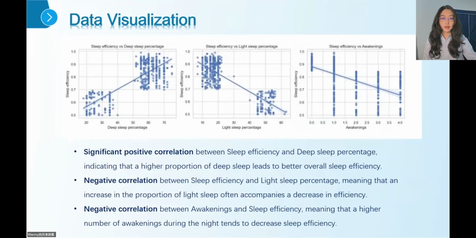Furthermore, scatter plots confirm how the above factors affect sleep efficiency. First, there is a significant positive correlation shown in deep sleep percentage. Second, a negative correlation was displayed between sleep efficiency and light sleep percentage, and the relationship between sleep efficiency and awakening is negative. These results further verify the important role of sleep structure and nighttime awakening in determining sleep quality.